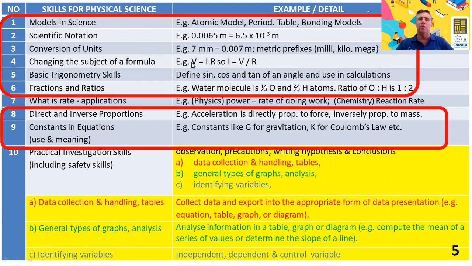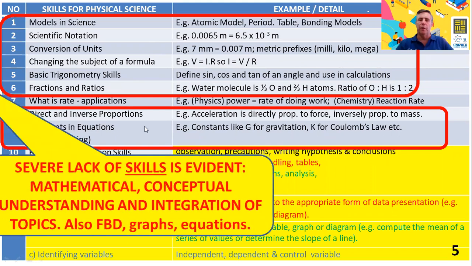You'll often have to change the subject of a formula to solve an equation. You will need trigonometry skills and angles, as you saw in those questions. Often you have a charge hanging from a thread at an angle which has to be calculated. Fractions and ratios as well, direct and inverse proportion, and constants like K for Coulomb's law. So all of these skills are very important.